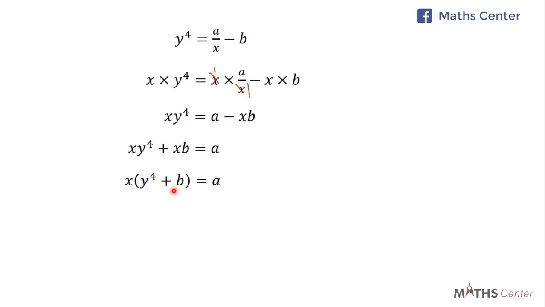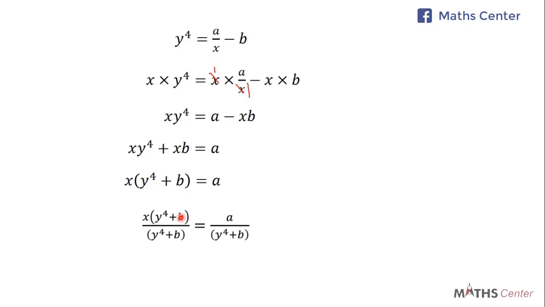I know you are now conversant with why we are putting y exponent 4 and b in a bracket. So x into bracket y exponent 4 plus b is equal to a. What do we do from here? We divide both sides by what is attached to x, the variable we want to make the subject. What is attached to x is y exponent 4 plus b.